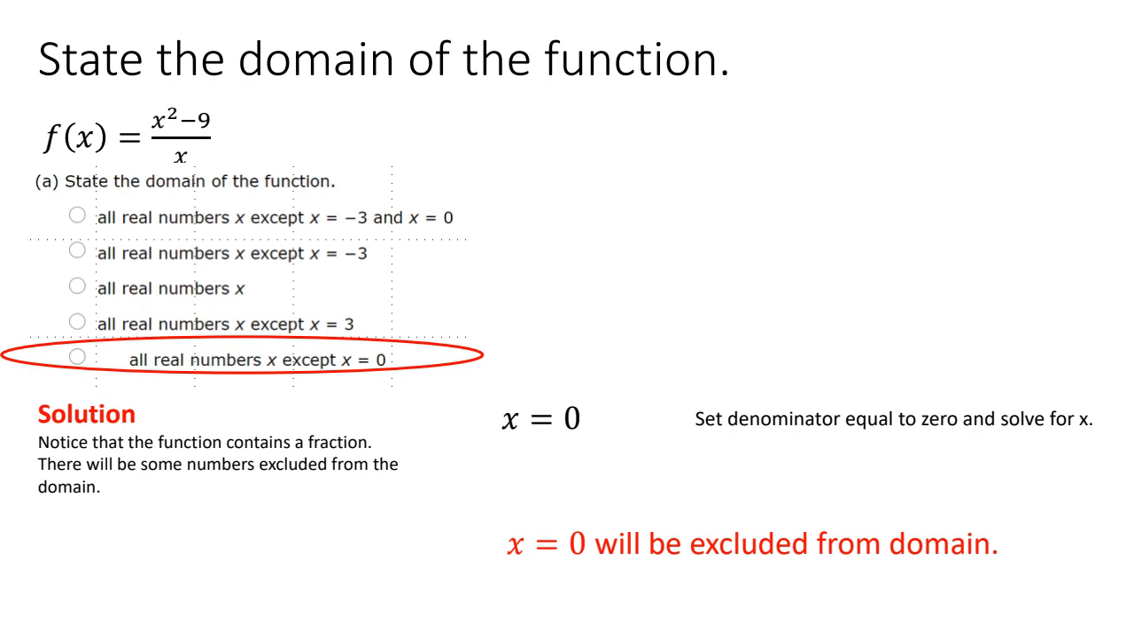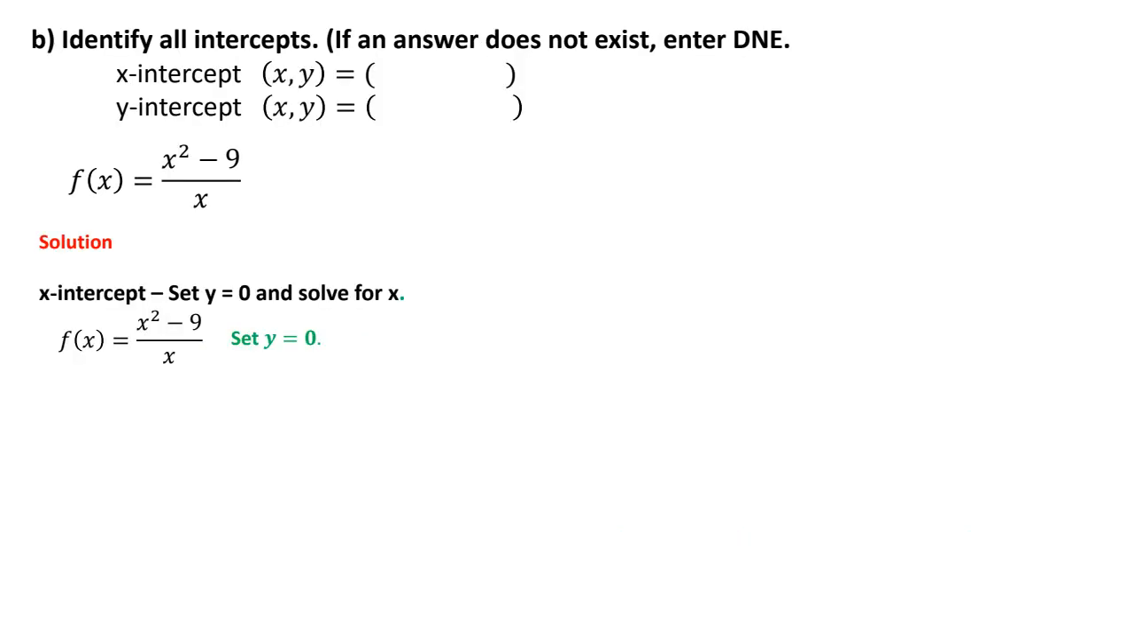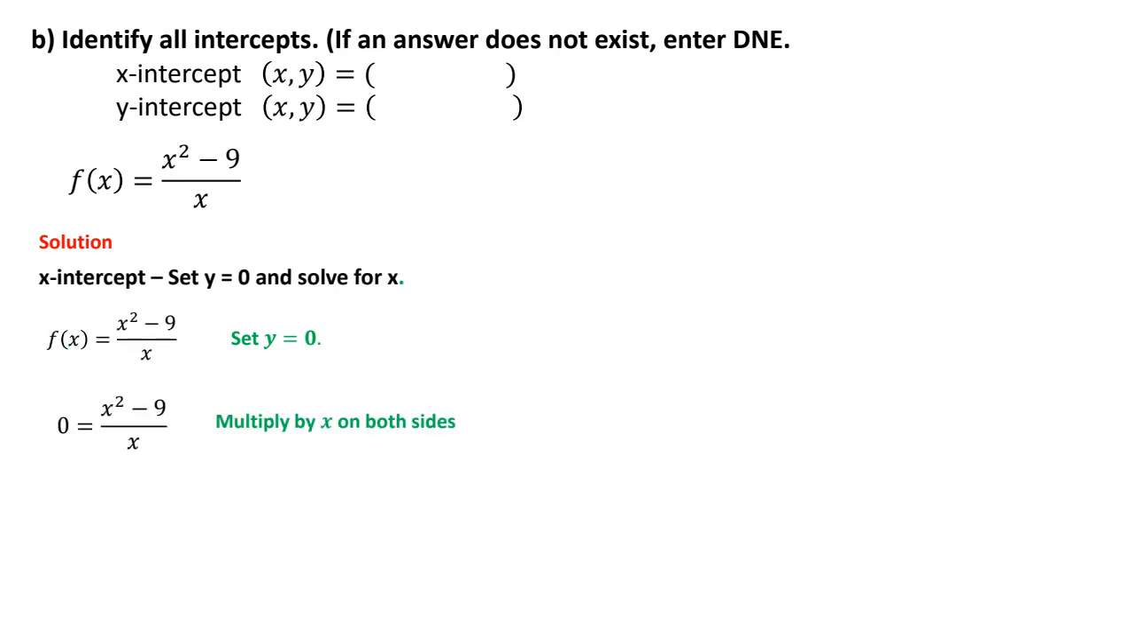Next, we can find the intercept by letting y equal 0 and solving for x. So if I replace f of x with 0, then we can multiply by x on both sides. So x times 0 is going to be 0, and x times this expression here will give us x squared minus 9.